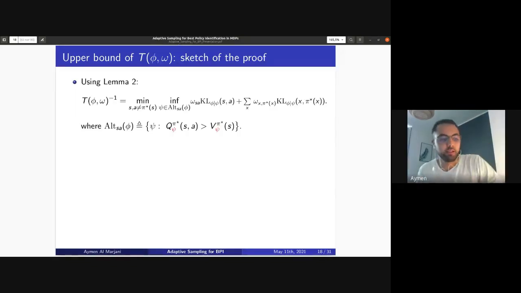I think it's interesting to present a sketch of the proof of this upper bound. Recall that using lemma 2, we reduced the number of parameters in the optimization problem that defines the characteristic time. Using this lemma 2, we can rewrite the definition of the characteristic time as follows, where we don't have a sum over all state actions, but only a sum of KL divergences at SA and at the trajectory of pi star, the optimal policy.